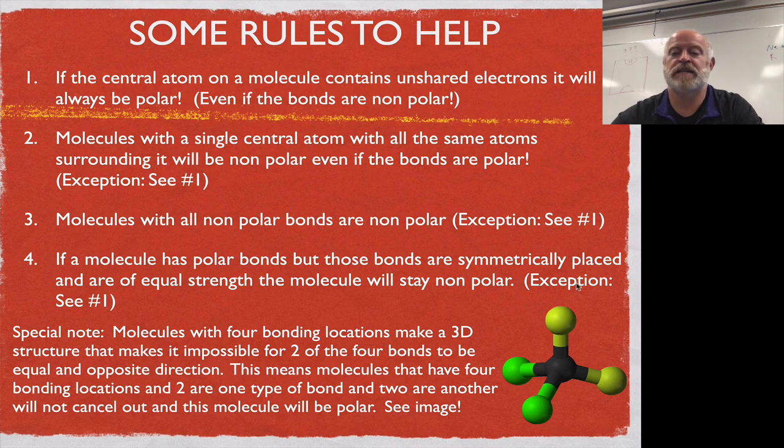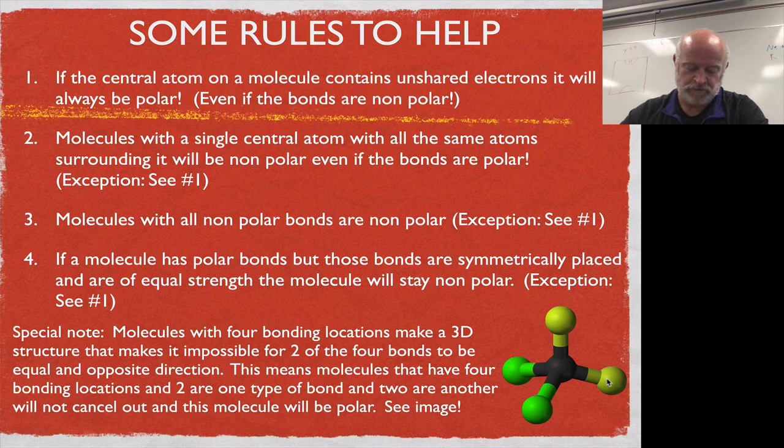As always, the exception is rule number 1 trumps rule number 4, okay? Now there is a special note. If you take a look at molecules that have 4 bonding locations, I have a picture of it right up here, where we see a carbon and there are 1, 2, 3, 4 bonding locations coming off that carbon. In this scenario, you may think that this is going to be polar or nonpolar. I'm not sure what you guys are thinking.